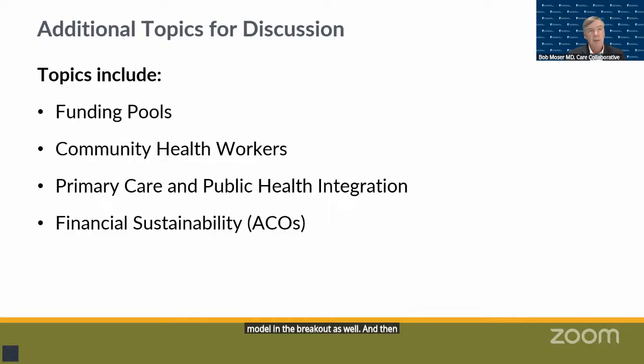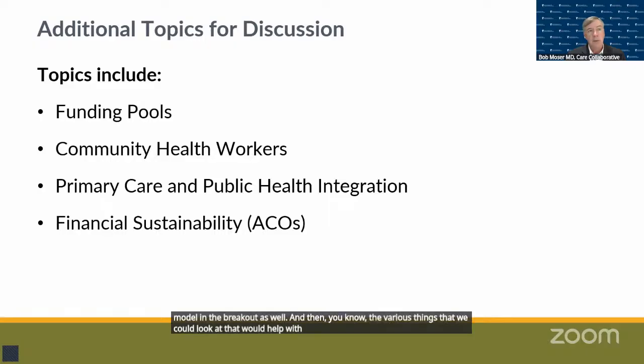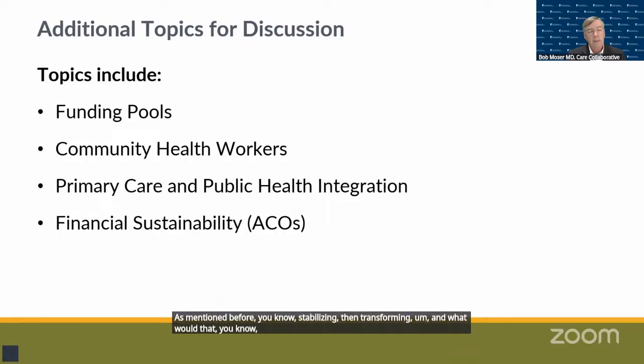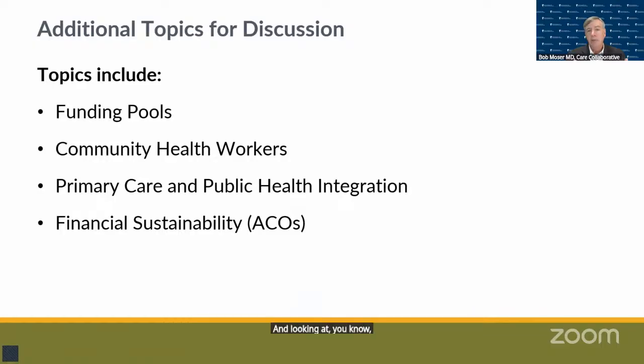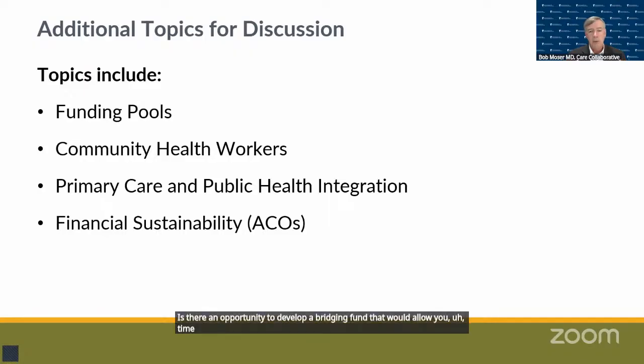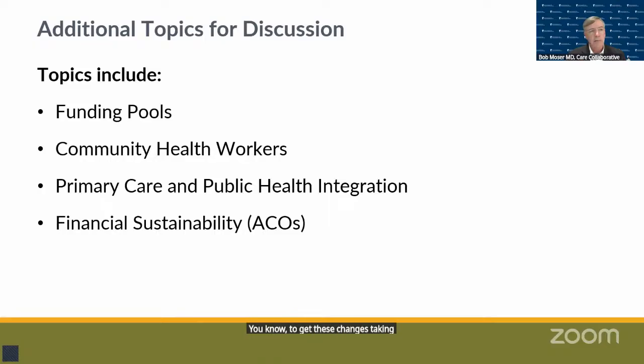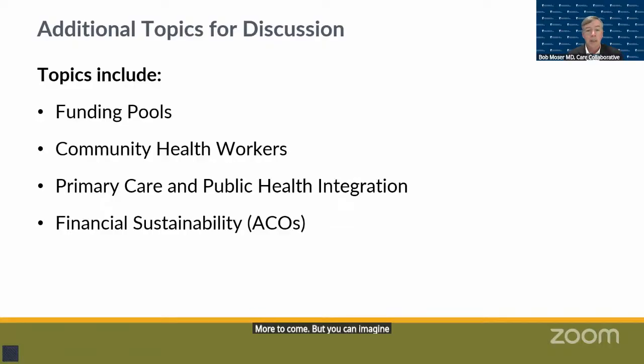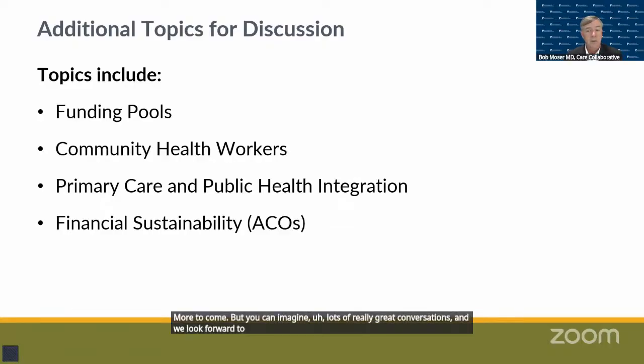And then there are the various things we could look at that would help with the financial stability of our rural hospitals and rural health systems, as mentioned before: stabilizing, then transforming. What would that look like? Some of that may have to start with financial analysis, planning and implementation to increase revenue and decrease costs. Is there an opportunity to develop a bridging fund that would allow you time to get these changes taking place before you have to close the doors because you can't afford to keep it open? So more to come, but you can imagine lots of really great conversations, and we look forward to continuing those with you today.